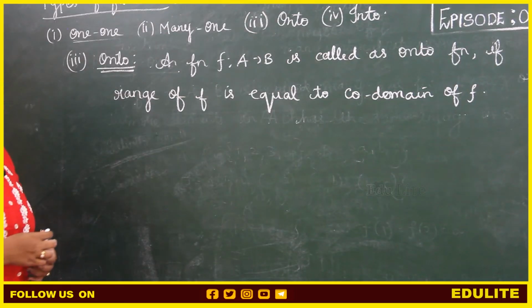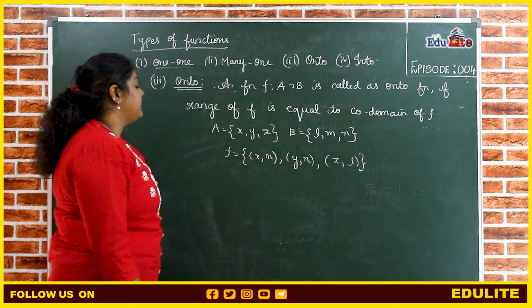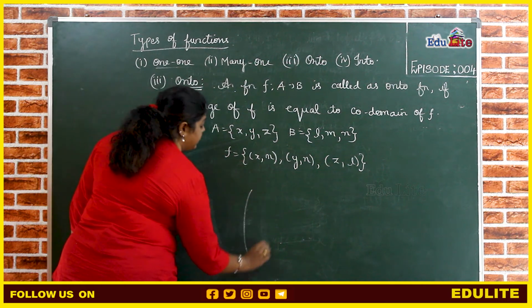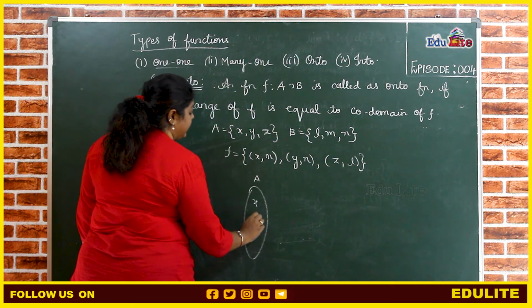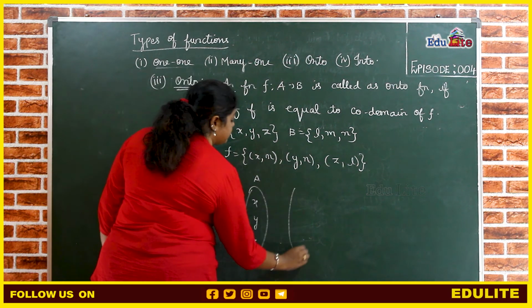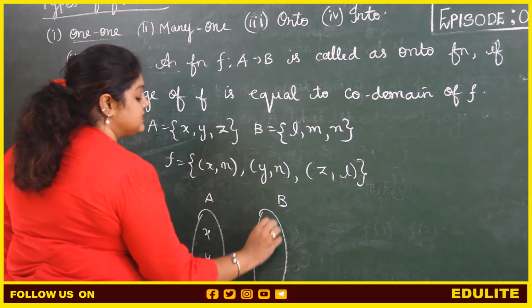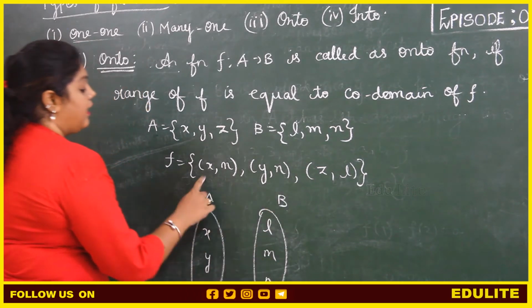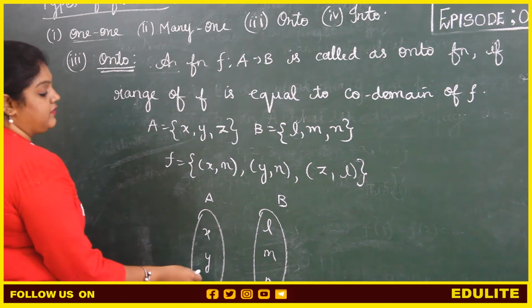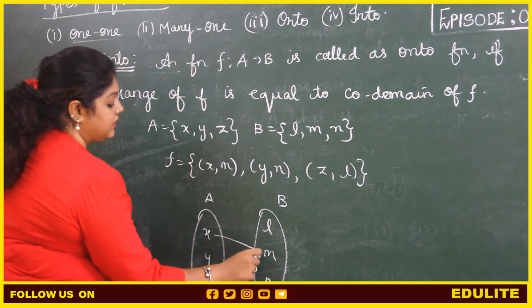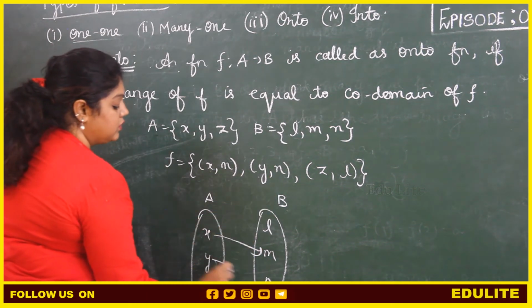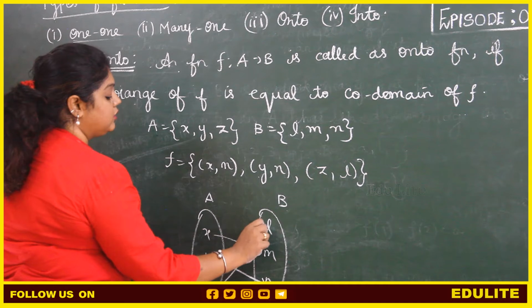We will see it with an example. We will consider this example. We are given two sets A and B. A is given as x, y, z and B is given as L, M, N. According to the given function, we will map this function. X is mapped to M, Y is mapped to N and Z is mapped to L.